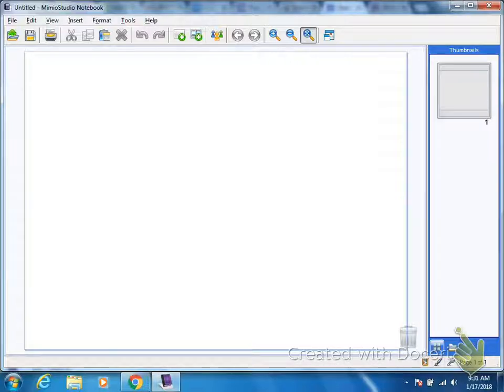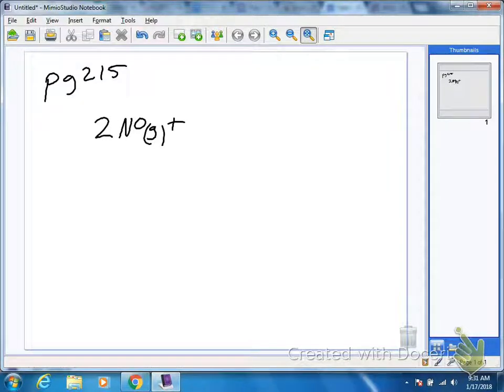So instead of drawing pictures today, we're just going to look at an example of a problem. Okay? And so we're going to look at page 215, and we're looking at number 1, and we're looking at A. So you would go ahead and make sure you write this out. It's 2NO, nitrogen monoxide gas. It's going to react with oxygen gas. When it does, the new product is going to be nitrogen dioxide.